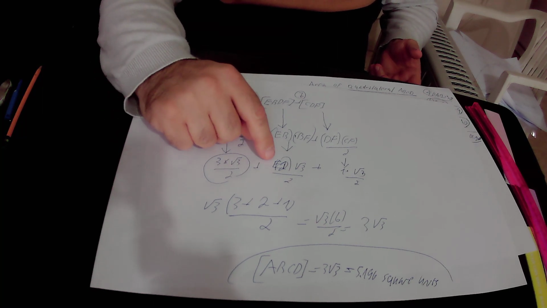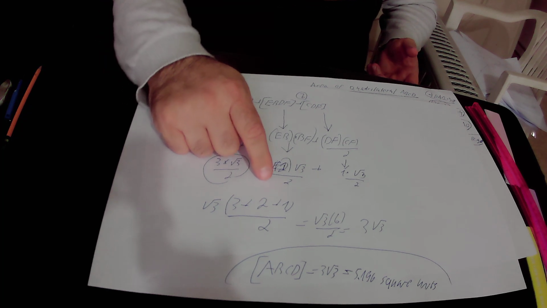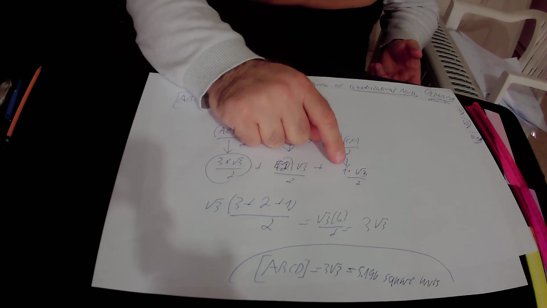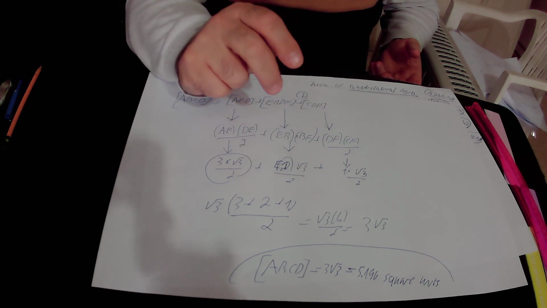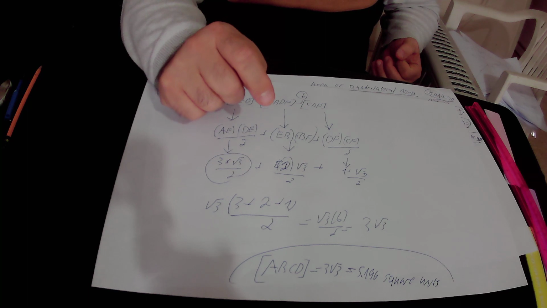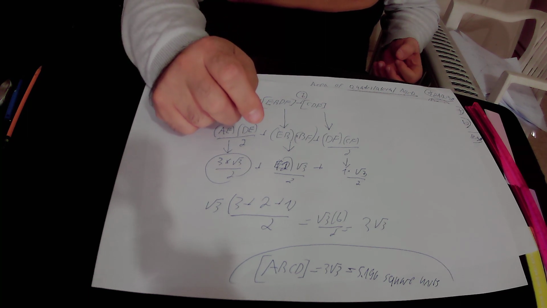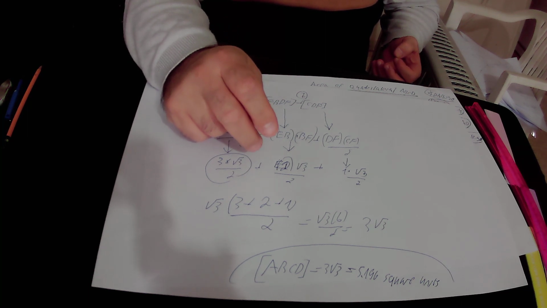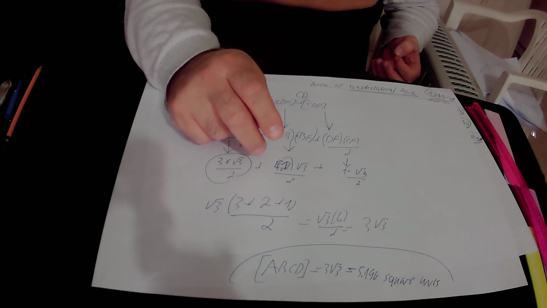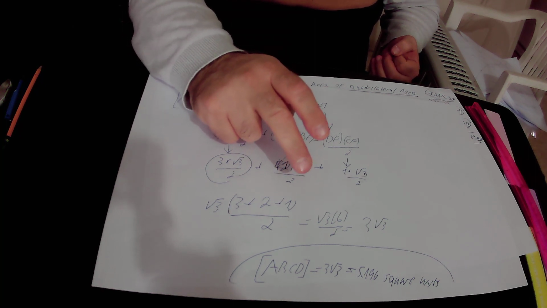What is left from this expression? What is left is 2. And what is left from this expression after we took square root of 3 as a common factor? What is left? It is actually 1. All divided by 2. So the area of quadrilateral ABCD equals 3 plus 2 is 5, 5 plus 1 is 6, 6 over 2 is 3.